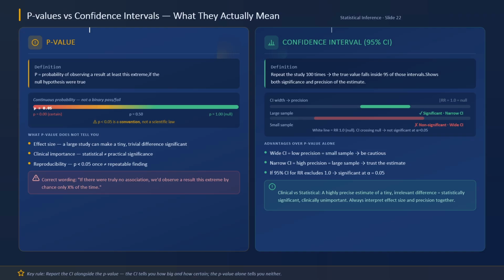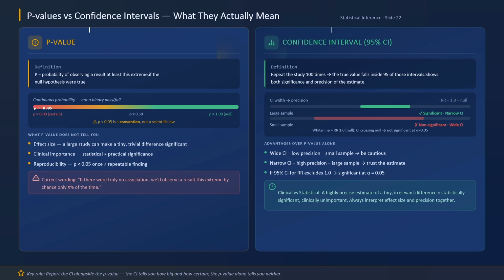P-values and confidence intervals. Precision of language matters enormously here because the exam will offer you a plausible-sounding wrong definition. The p-value is the probability of observing a result at least this extreme if the null hypothesis were true. It is not the probability that the null is true, and it is not the probability that your finding is a fluke.